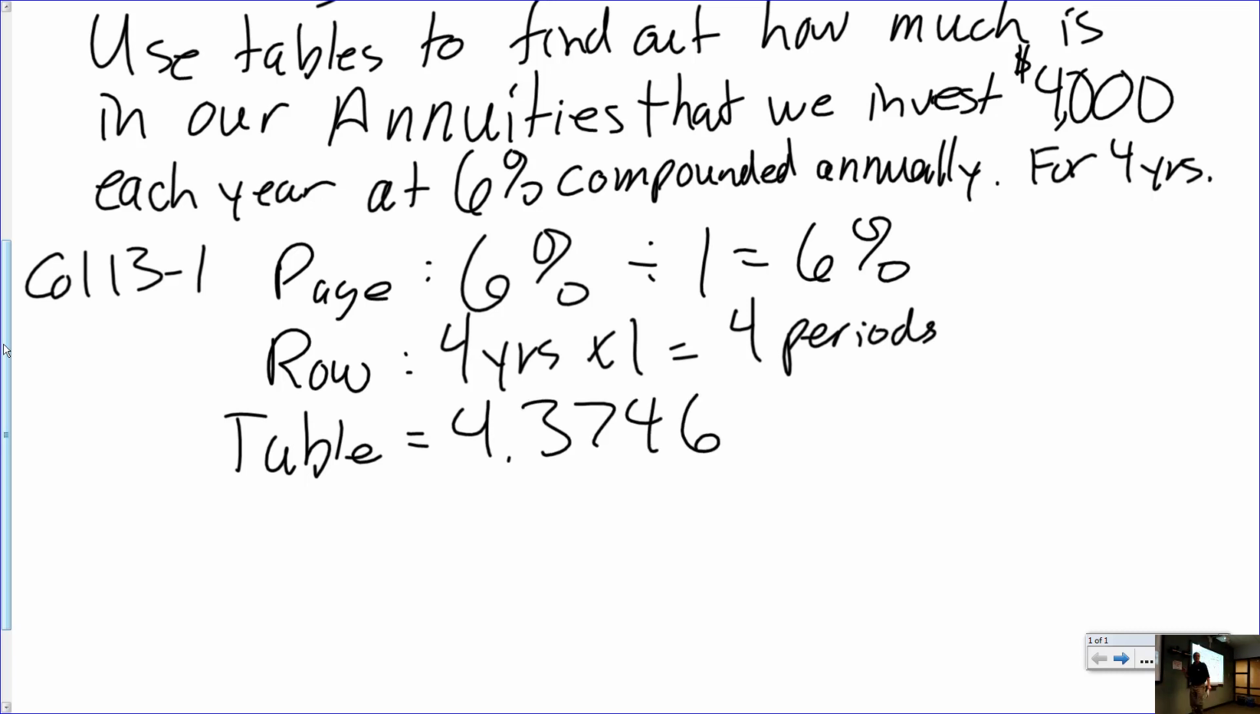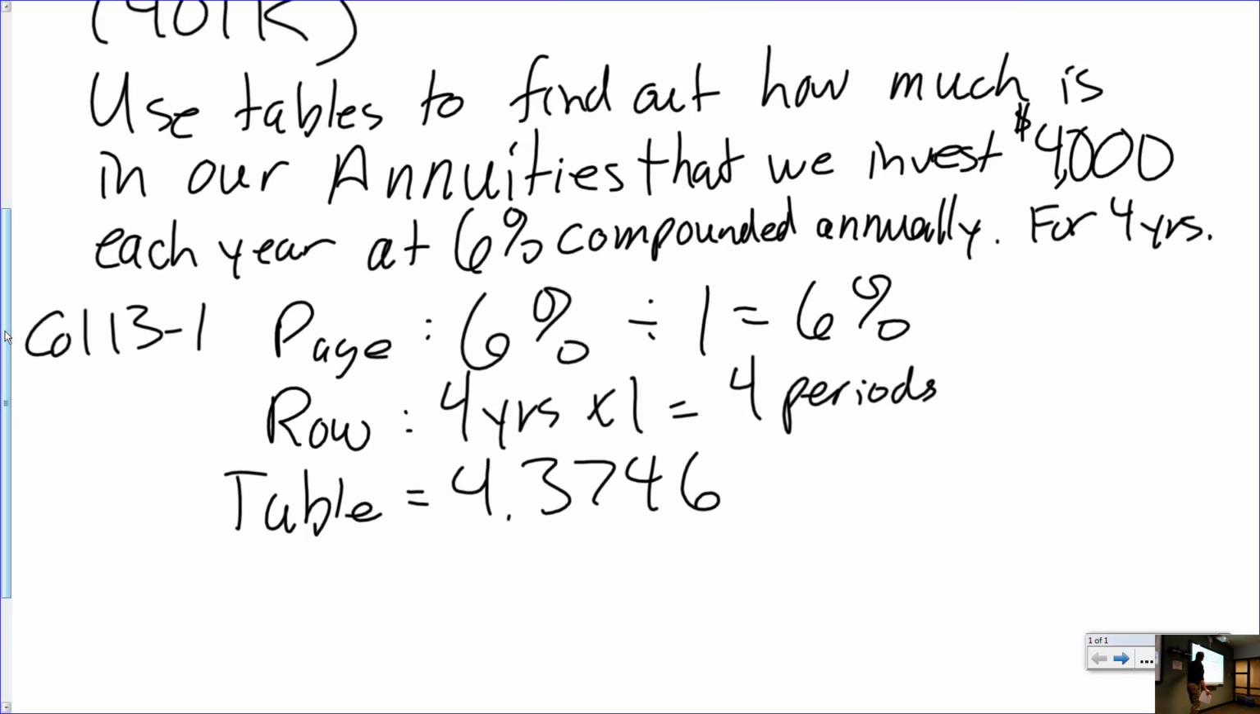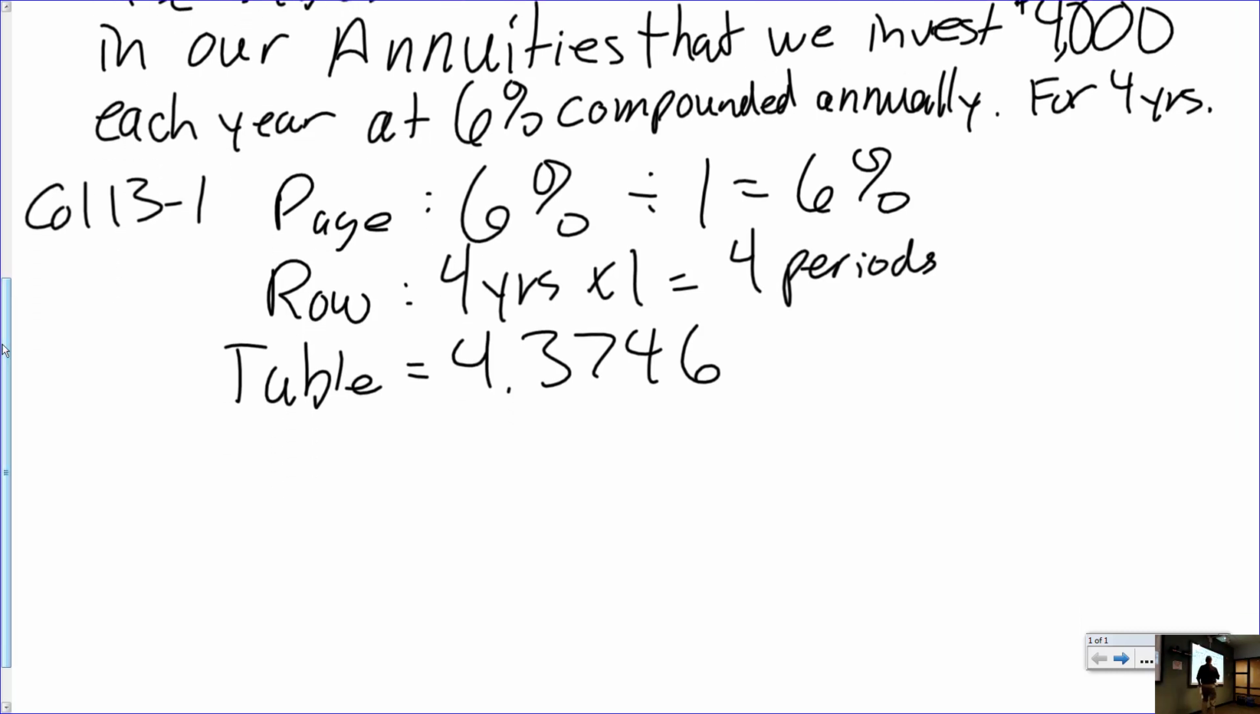$4.3746. Again, just reading the table value straight off. That's exactly what we did back in chapter 12. Keep doing it in chapter 13. Now, the thing that we multiply by, folks, is just the amount that we invest every period. So we're just going to multiply by the $4,000.